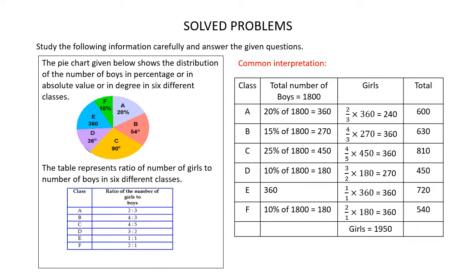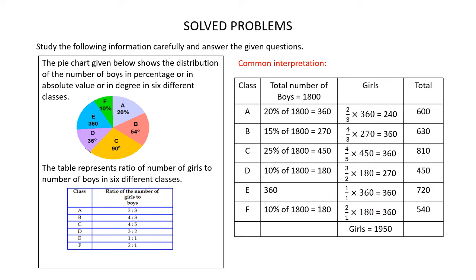The number of boys in class E is given as 360 in the pie chart. The number of boys in class F is 10% of 1800, that is 180. So the total number of boys is 1800. Now let's find out the number of girls in each of these classes.